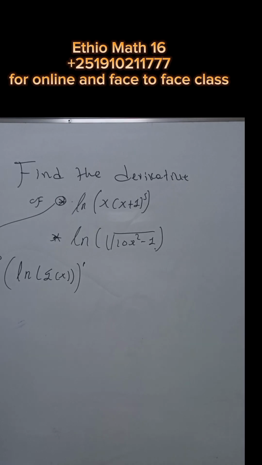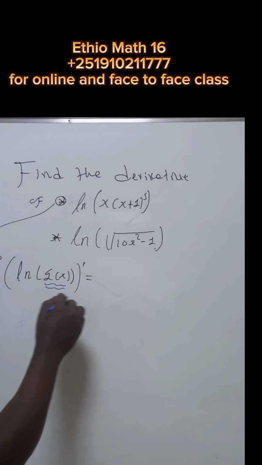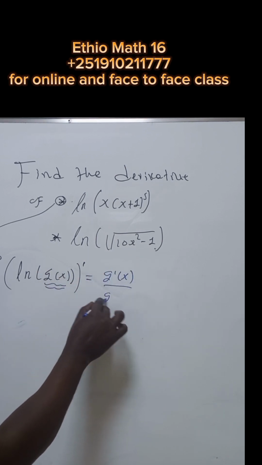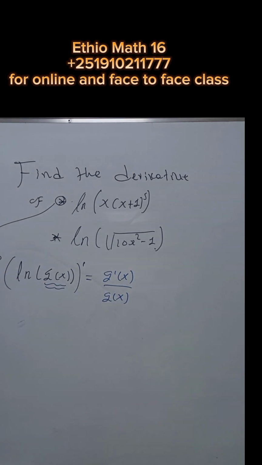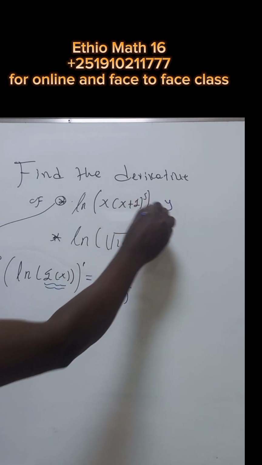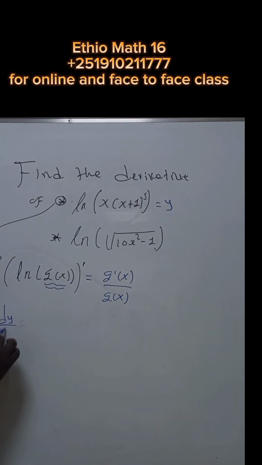The derivative of ln of g of x, whatever this function g of x may be, follows a simple formula: the derivative of g at x over g of x. Based on this rule, we can immediately find the derivative of this one. Let's call this y and find dy by dx.